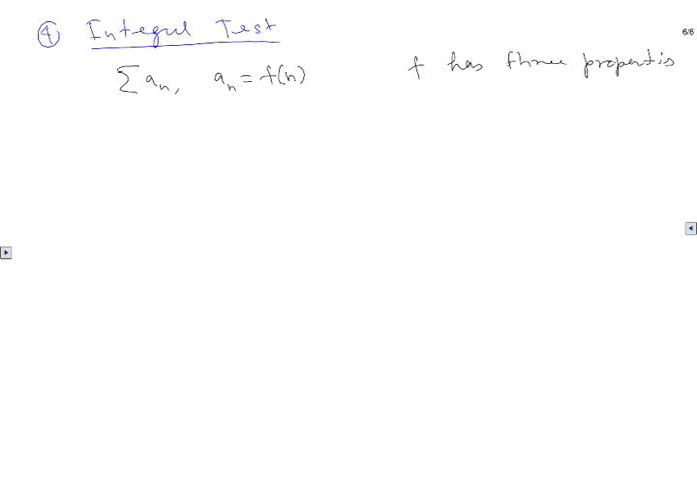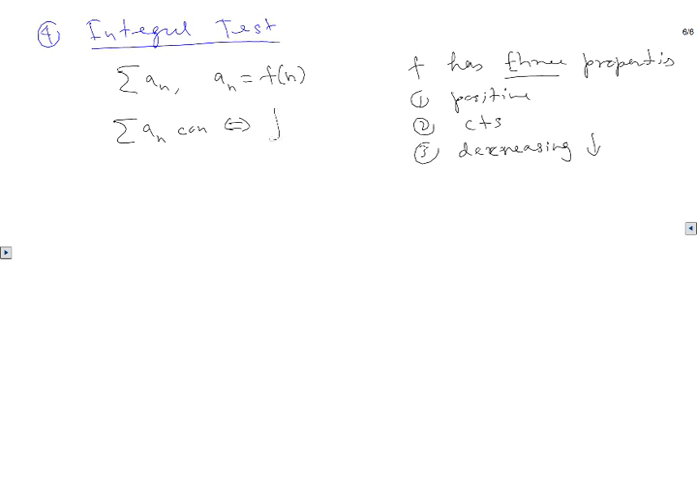What are the 3 properties? All 3 are important. It has to be positive, continuous, and decreasing. So if those three are satisfied, then sigma a n converges if and only if the integral from 1 to infinity of f(x) dx converges. You can pick any starting number you like. When you say if and only if, that means if one converges, the other converges; if one diverges, the other diverges. That's what if and only if means.